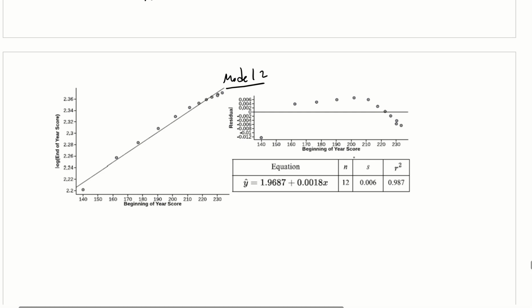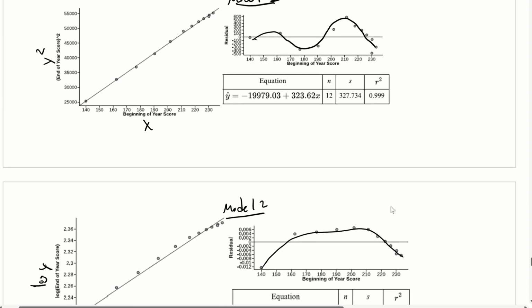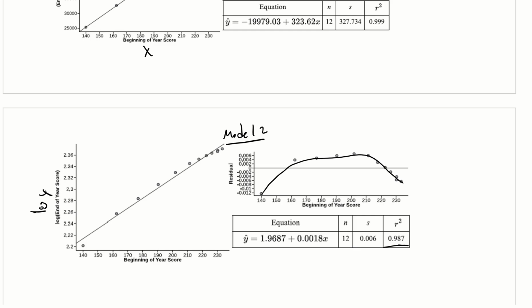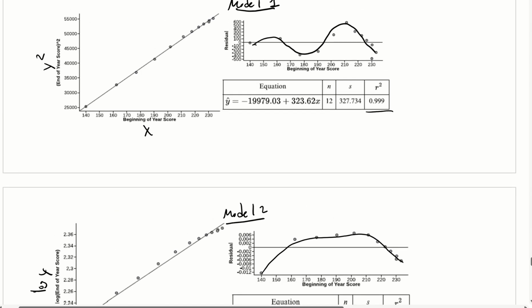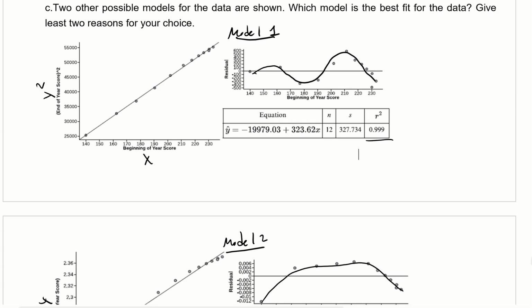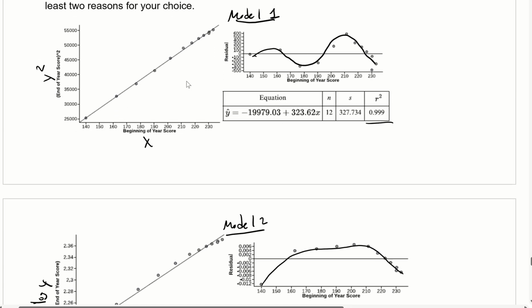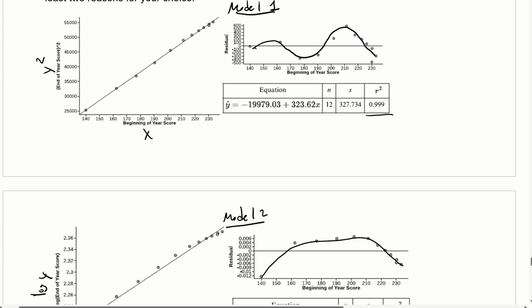However, it looks like they did log of the end of year score. So they did the log of y and the beginning of year score, but look, it's still curved. So which one's going to be better? Well, because they both appear curved, I would look at the R squared value. So here R squared is 0.987, here R squared is 0.99. So I would say model 1 is a little better because it looks closer to linear, and R squared is larger. Okay, so that's what I would say.